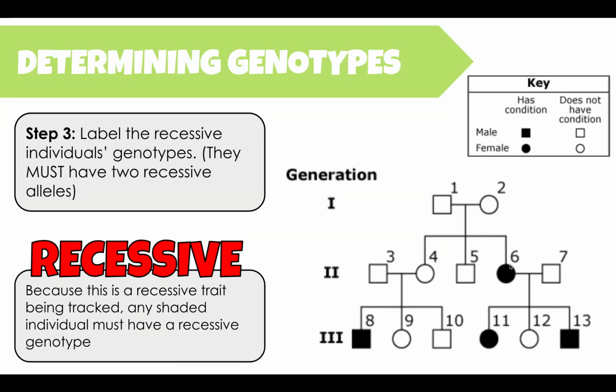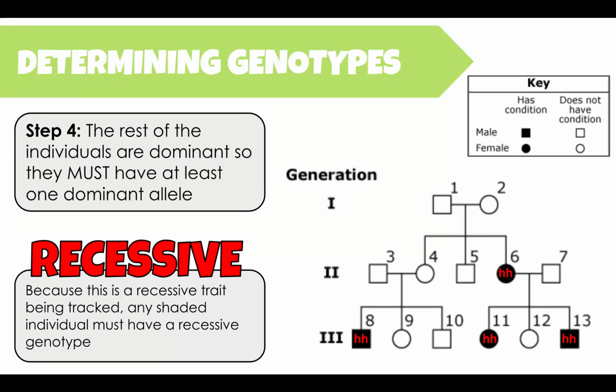So like for example, number 6 in generation 2, they must have the recessive genotype. So I'm just going to use the letter H here. You could use any letter because I don't know what this condition is. So person 6, 8, 11, and 13 are all shaded. Because we're tracking a recessive trait, we know that they must have both recessive alleles. Okay. So step 4 is the rest of the individuals must be dominant.